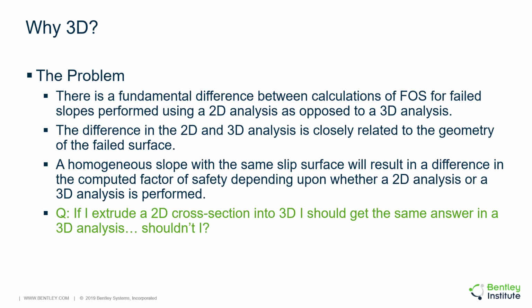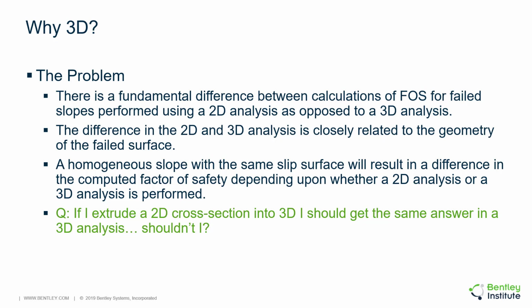So the problem fundamentally is that there is a difference between the calculations of factor of safety for failed slopes performed in a 2D as opposed to a 3D analysis. And the difference can be related to the geometry of the failed surface as one aspect. There are other aspects that cause a difference.